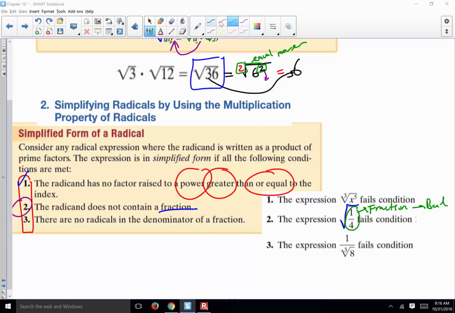What is the last one? No radical must have a denominator which has another radical in it. Look, you have a denominator here, but that denominator has a radical.